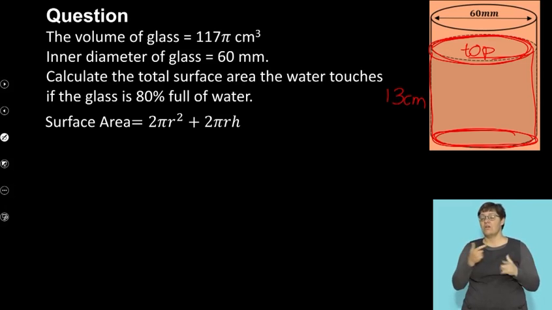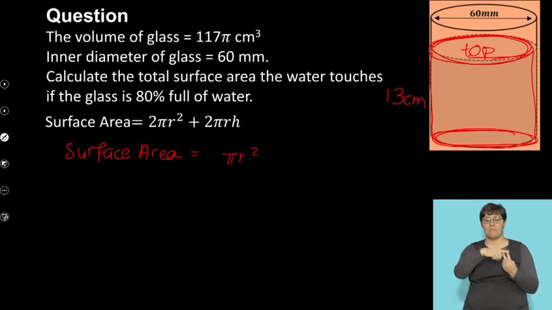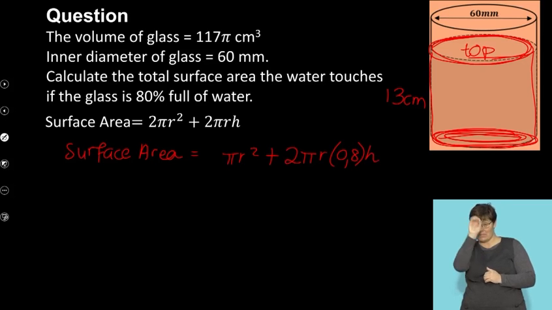Our traditional formula for surface area is 2 pi r squared plus 2 pi rh. But now my surface area is going to be equal to only 1 pi r squared, because I only have one circle of water that is touching the glass. And this is going to be added to 2 times pi r, with 80% of the height of the glass being touched with water, because I know that the glass is 80% full.